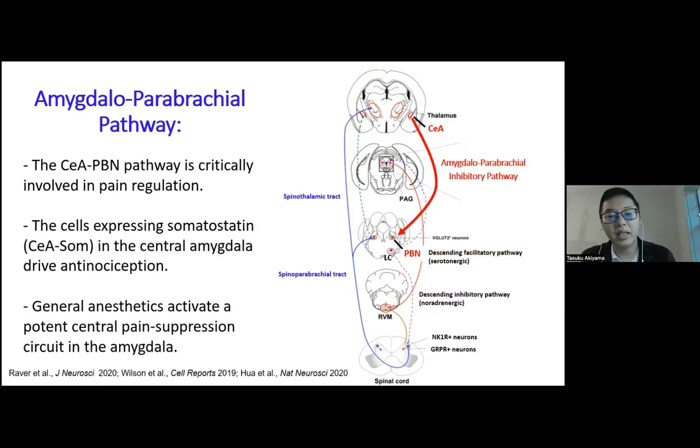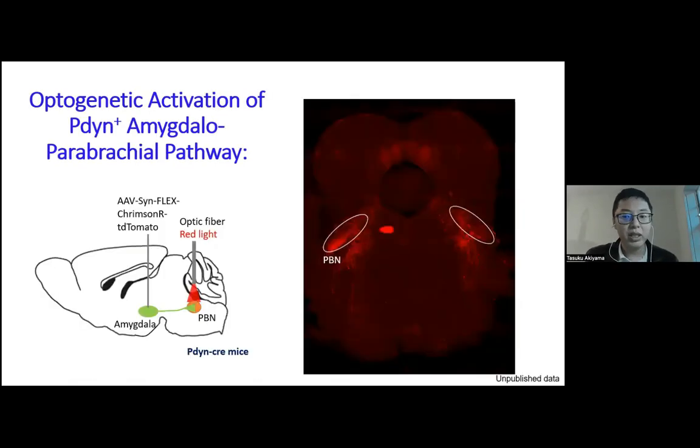And then in a very recent study, within the last 3 years, a unique subset of amygdala neurons was reported. Those are basically projecting to the PBN from the CeA, and that subset of neurons actually inhibits pain. So we thought maybe a similar pathway might be involved in our PD-1 positive neurons.